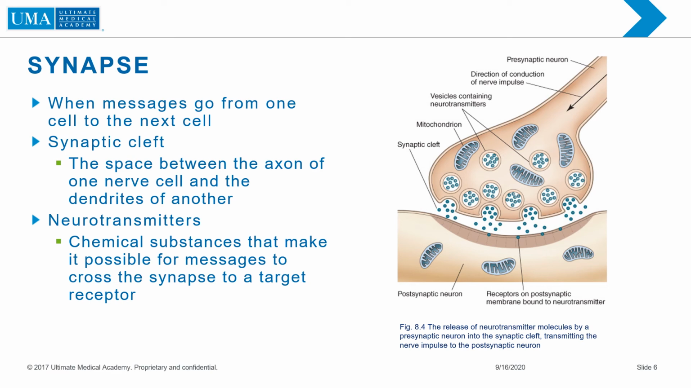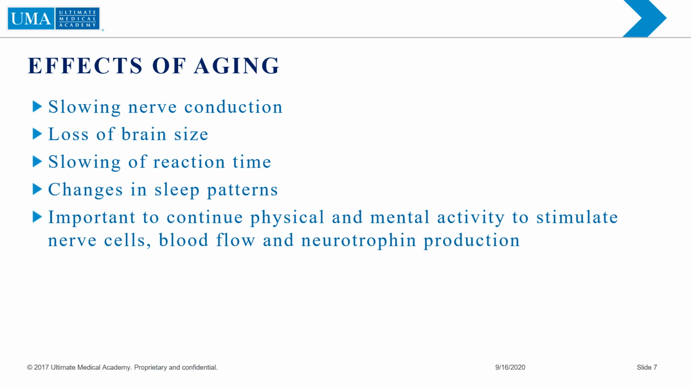Of course, as we age, our body changes, and because of this, there are some effects on our nervous system. Some of these effects are the slowing of nerve conduction, which means the messages don't go quite as quickly. There's loss of brain size. Yes, your brain actually does shrink a little. Slowing of reaction time, meaning messages may get there, but the reaction or activity may take a little bit longer. There are changes in sleep patterns. A lot of us know that as we get older, you may not sleep as long, or you may get up earlier or go to bed earlier.